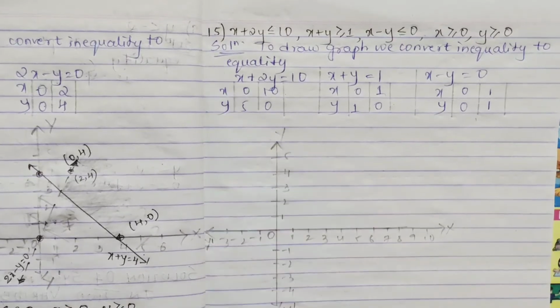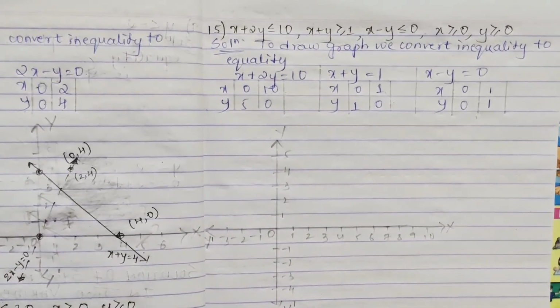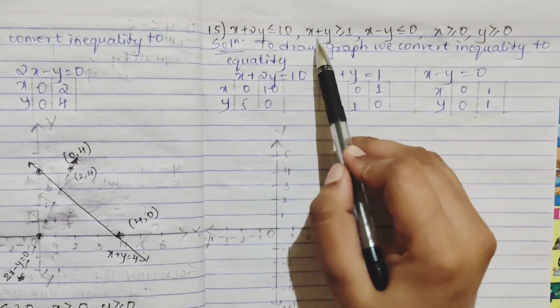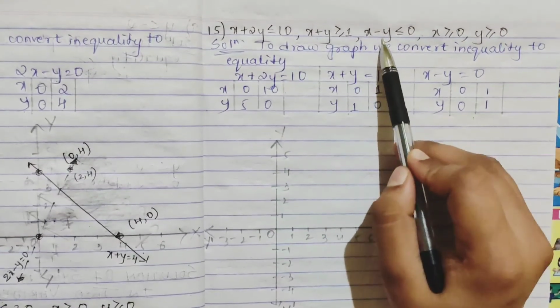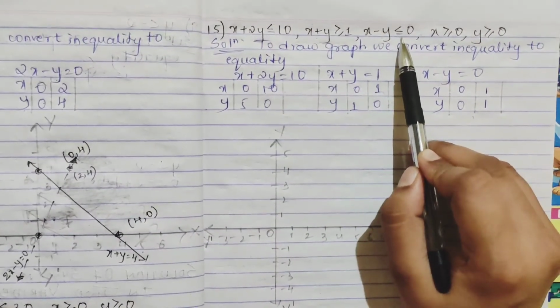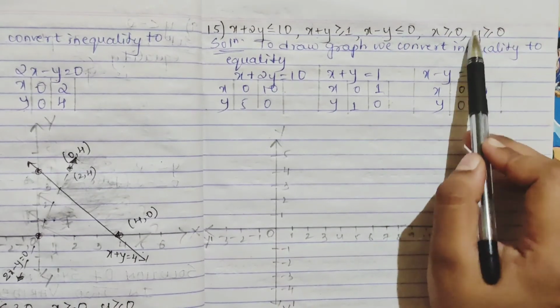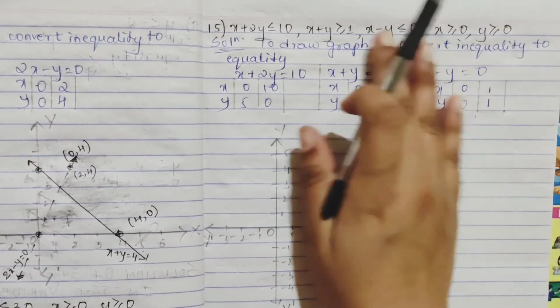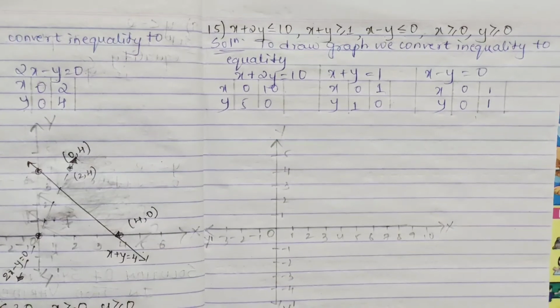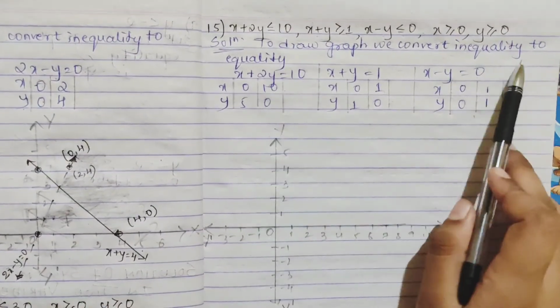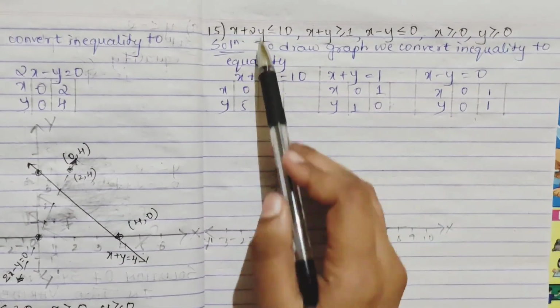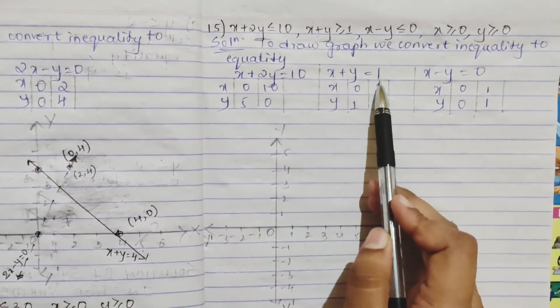Next question I have taken, the 15th one. x plus 2y less than or equal to 10, x plus y greater than or equal to 1, x minus y less than or equal to 0. Again x positive, y positive. 1, 2, 3, 4, 5, 5 inequalities they have given you. Same procedure to draw the graph, we convert inequality to equality. So x plus 2y equal to 10, x plus y equal to 1, x minus y equal to 0.